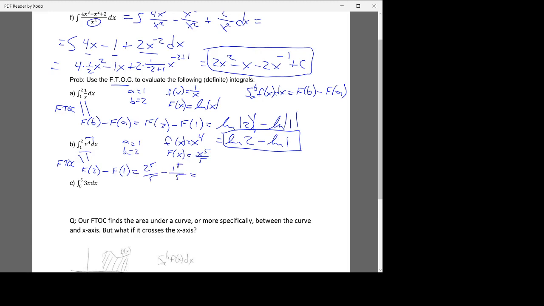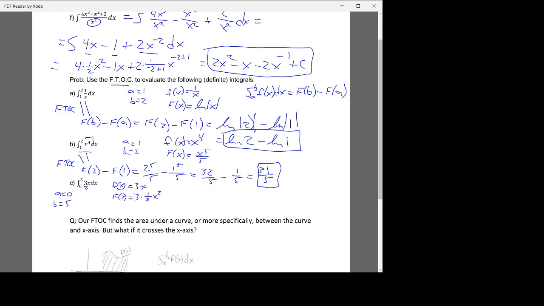So let's go ahead. 2 to the fifth is 2, 4, 8, 16, 32. 32 over 5 minus 1 to the fifth power is just 1. So we have 31 fifths, or 6.2. And then this last one here, we have 3x. So our a and our b are 0 to 5, and our little f of x is 3x, which makes our big F of x a little more complicated. So 3 times 1 half x squared.